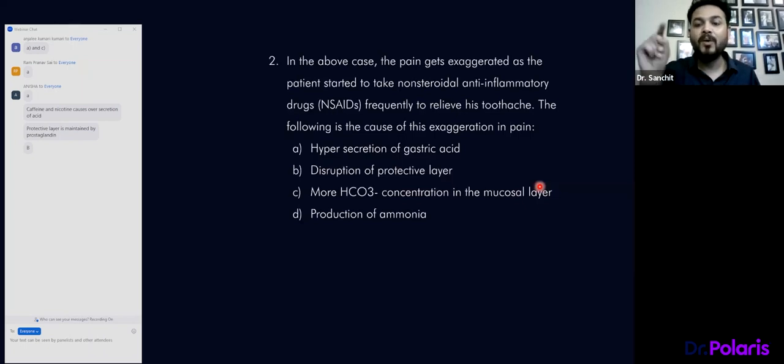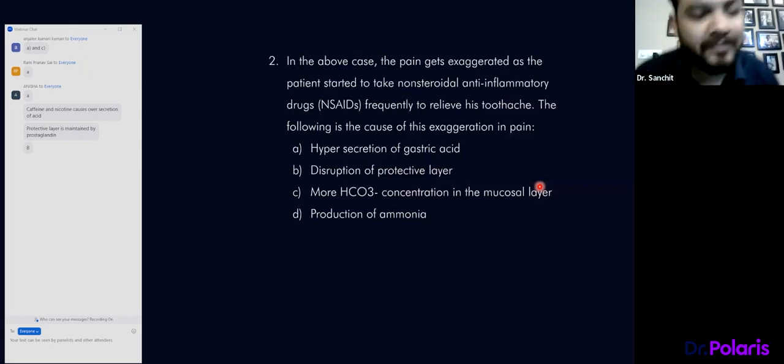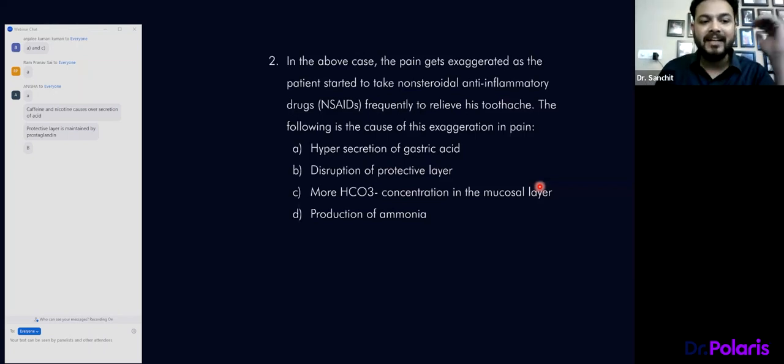Because of the NSAID, what happened? Hypersecretion of gastric acid happened, and because of that he had pain; or disruption of the protective layer happened; or bicarbonate concentration in the mucosal layer was more; or was it because of ammonia? Now, what happened? Only Anisha has answered. I want everybody to answer. There are so many students online. I want everyone to have got the answer B. Anyone thinks any other answer except for B? Except for B, anything else?